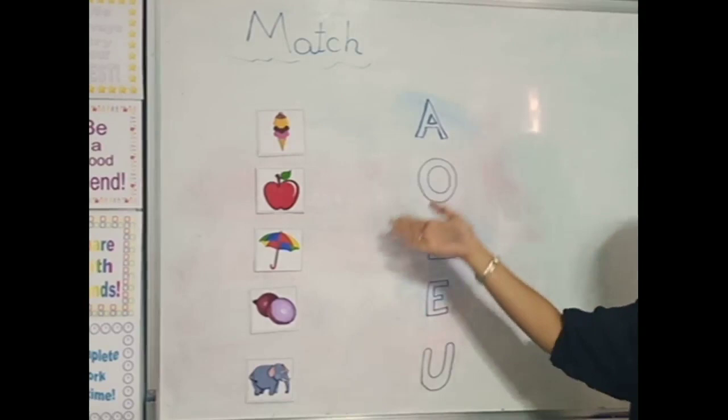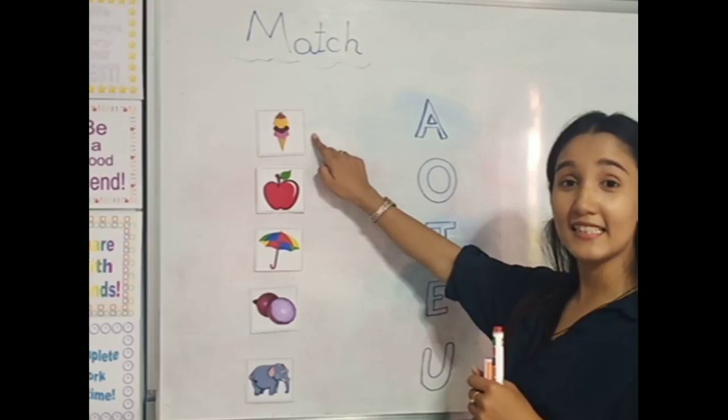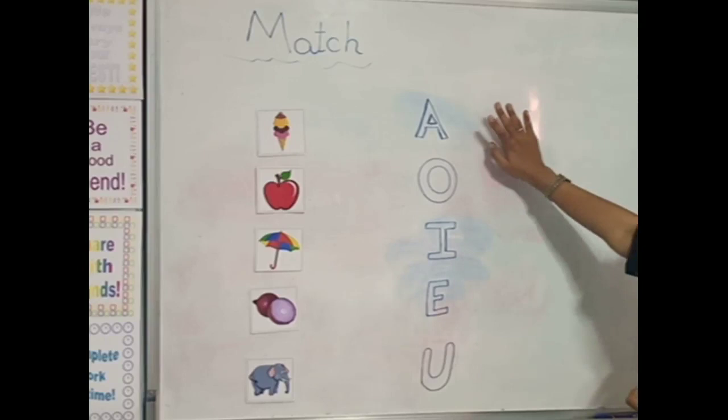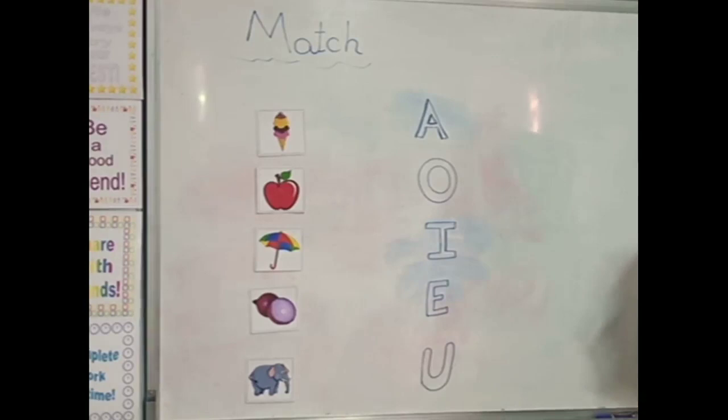So number one picture. This is ice cream. So for ice cream, what are we going to join? We're going to match with A or O or I or E or U. Can you tell me? So this one? No. This one?